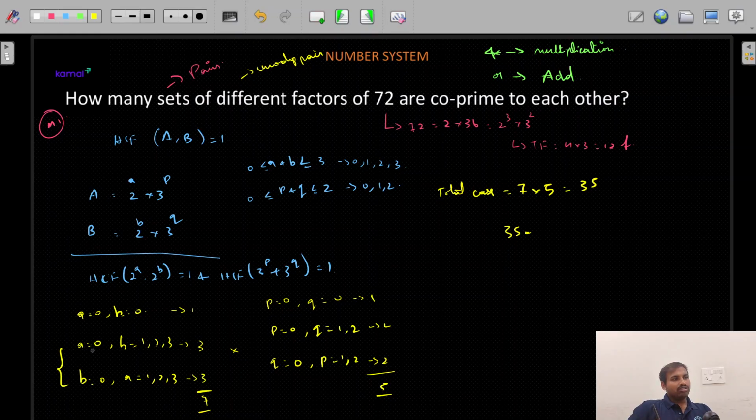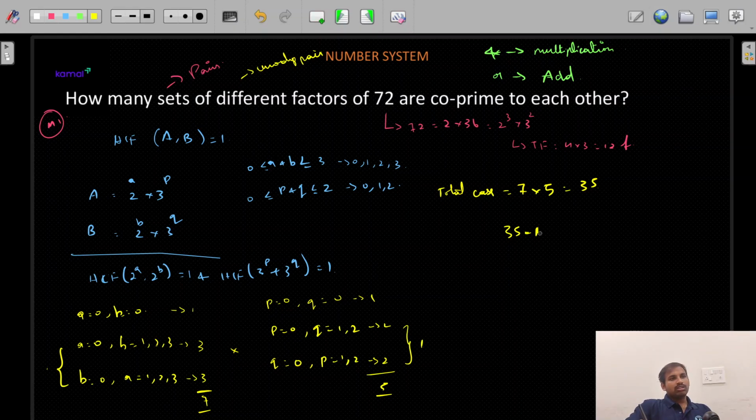Yes or no? If a equals 0, b can take all the values. If b equals 0, a can take all the values. These two cases are the same. Instead of taking it as two different cases, I'm going to consider it as one case. Similarly for this also, instead of two different cases, I'm going to consider one case, because it's an unordered pair. Order doesn't matter. For both these results, the order is the same. It is 1, 1. So 35 minus what are the values? I'm going to subtract 1.